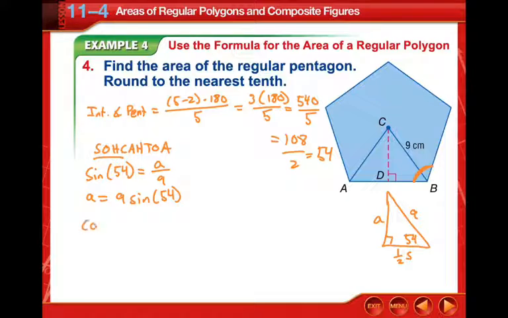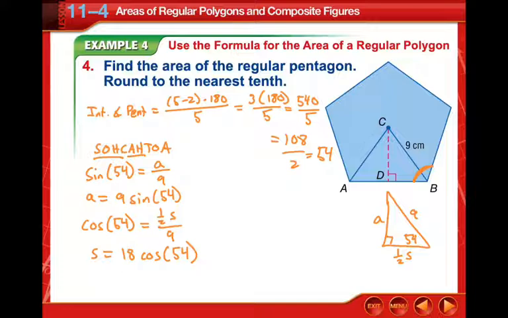Then we also have to do the cosine part of our 54, which is going to be equal to half of our side length over 9, the hypotenuse. So we multiply again, we get the 1/2, so we're going to have to multiply by 2. So it ends up being our side length is going to be 18 cosine of 54.